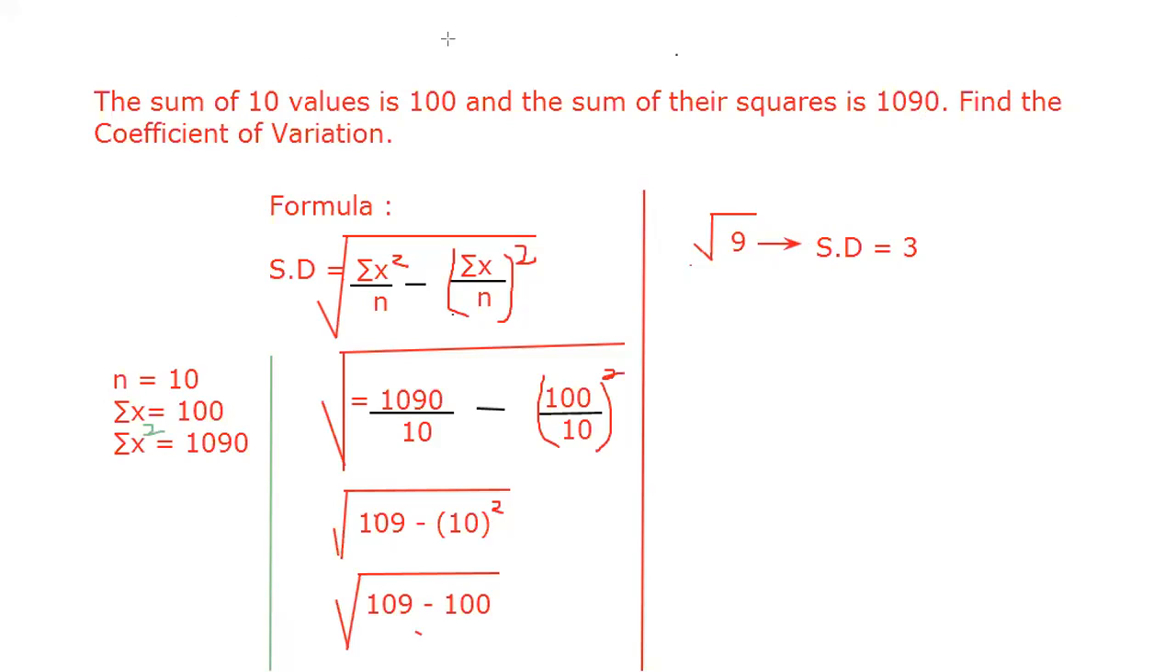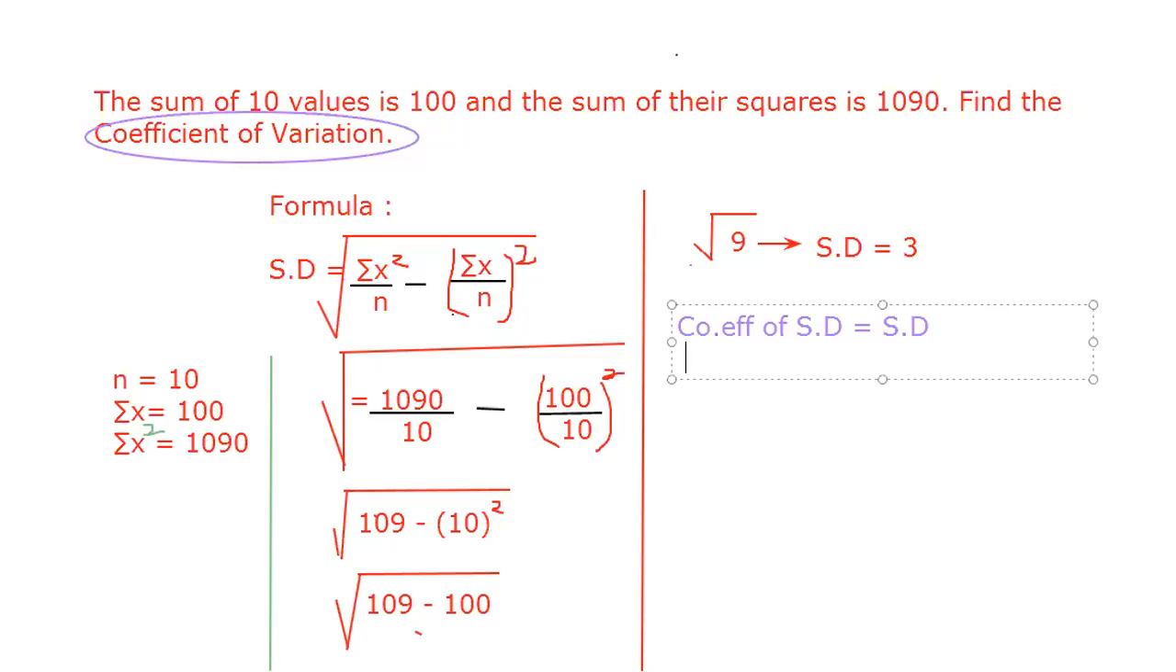Next they ask us to find the coefficient of variation. What is the formula? The coefficient of standard deviation, ST, is equal to standard deviation divided by arithmetic mean, into 100, right?